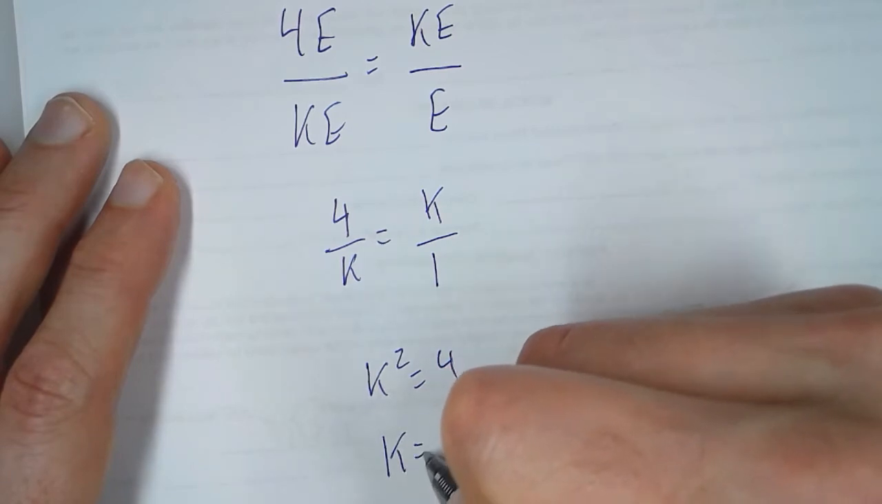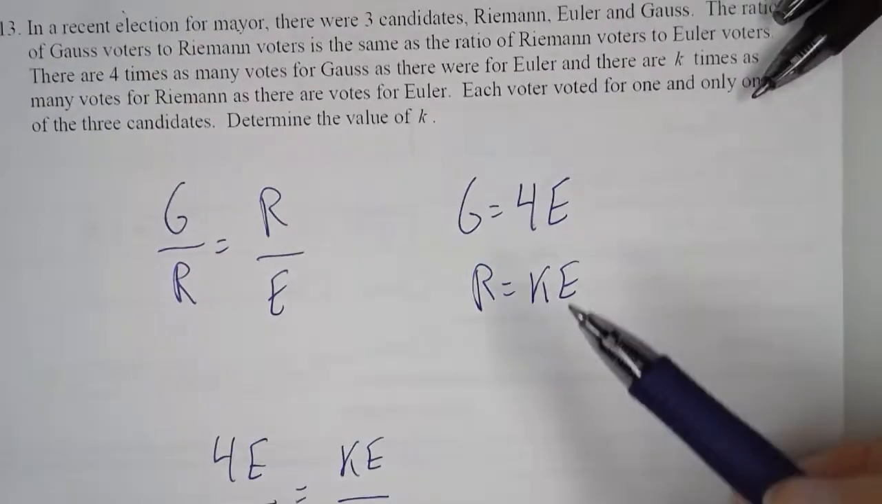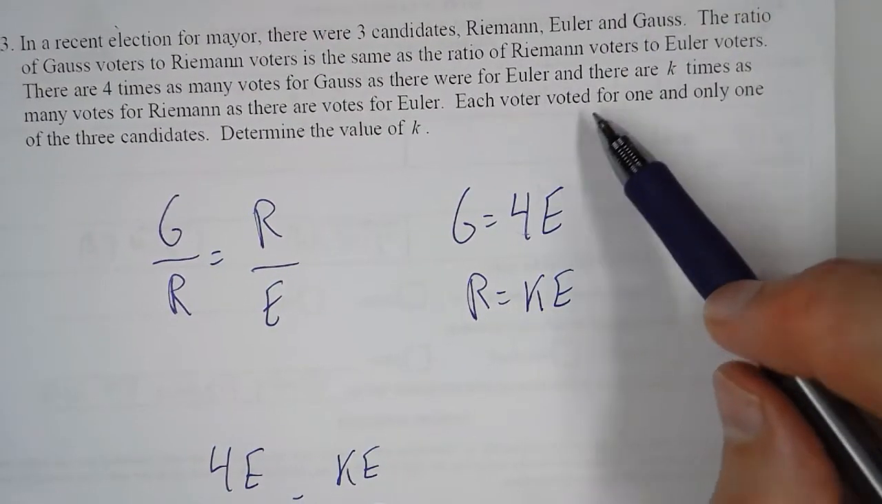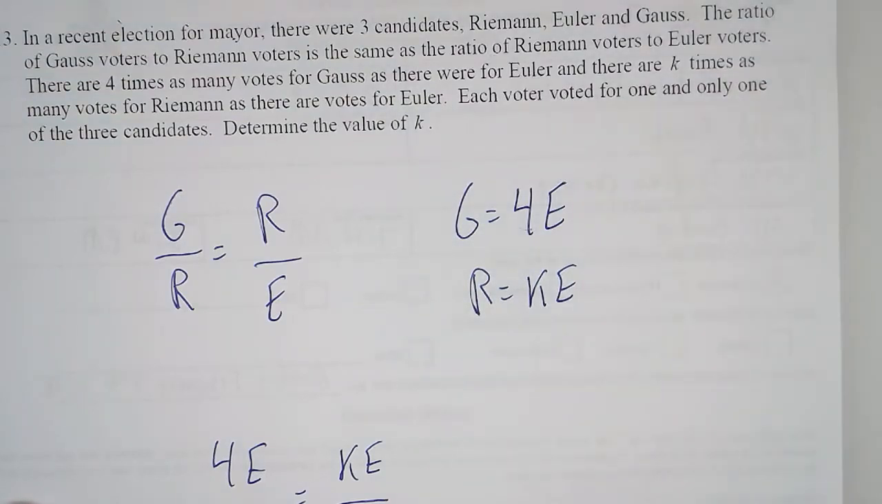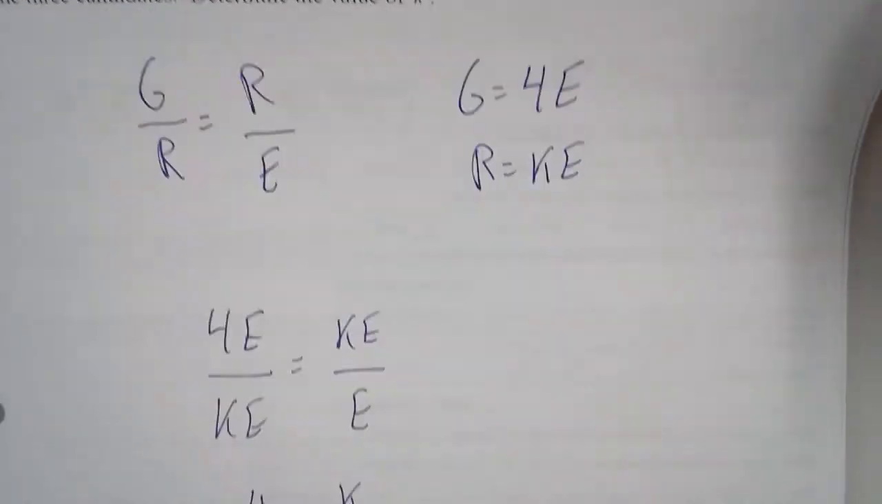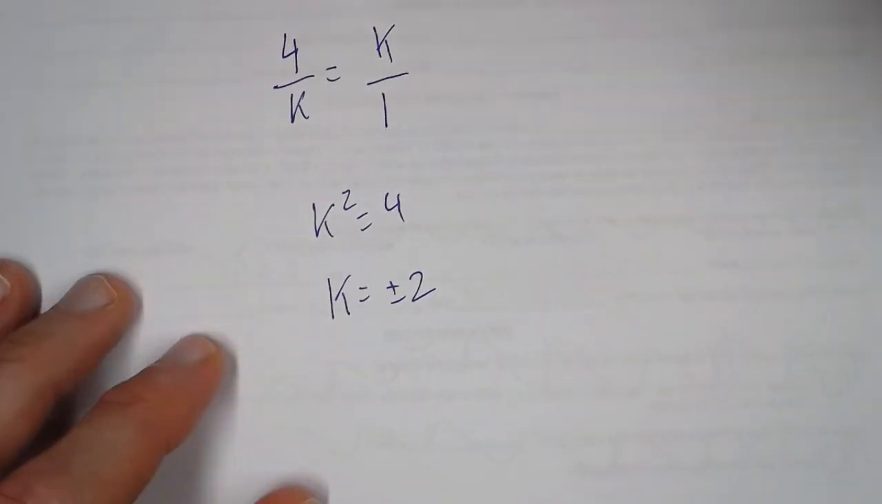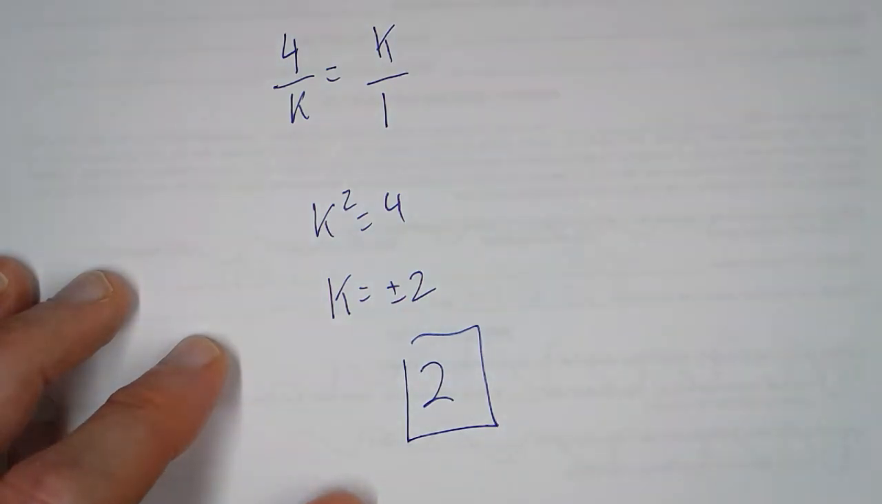So K equals plus or minus 2, but up top it says there are K times as many votes for Riemann as there are for Euler. Anytime you talk about that, there can only be a positive multiple of votes, not a negative. So that means our answer is 2. And we're done.